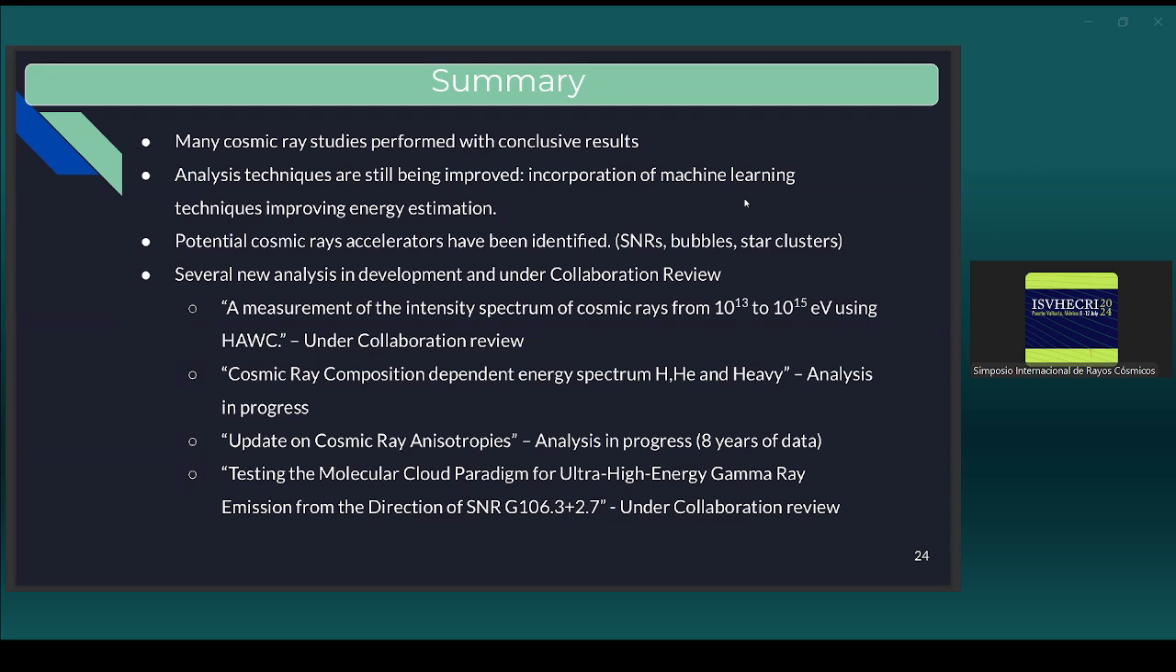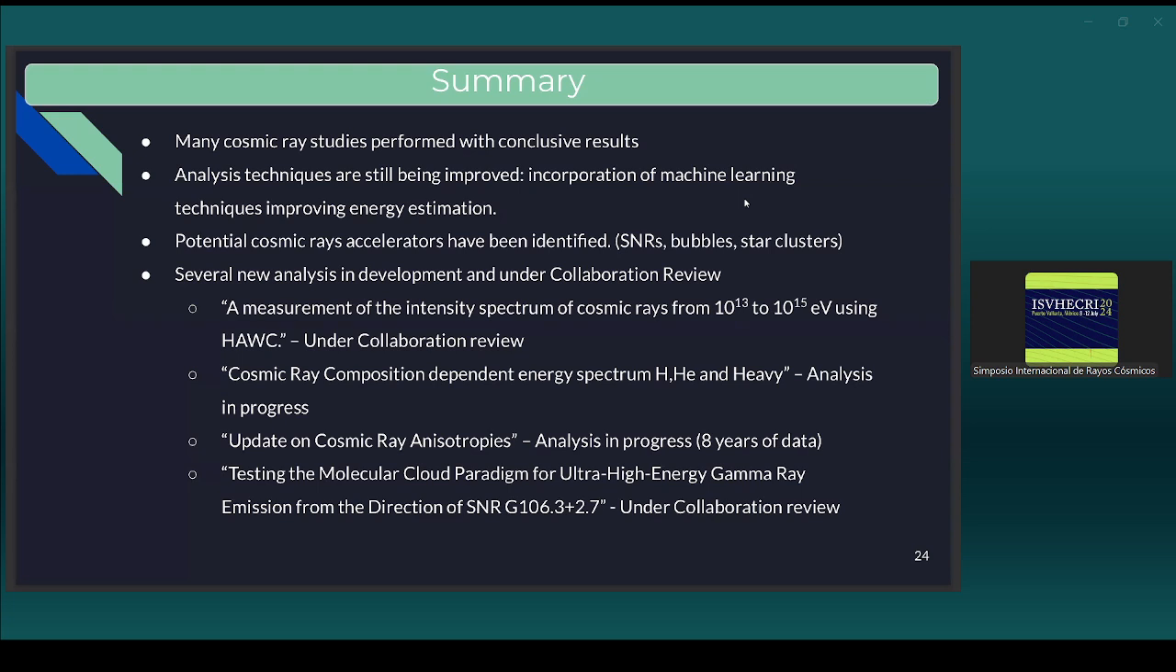And the thing that I want to highlight here is that we have detected potential cosmic ray accelerators, and these are the main sources that we believe are the cause of this high energy gamma ray. We have supernova remnants, bubbles that are characterized by a massive star formation rate, and also star clusters. But these star clusters need to be rich in OB stars. And we have several other analyses in development and others under collaboration review.